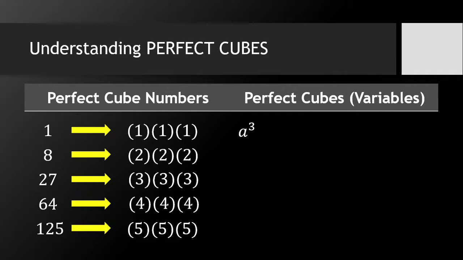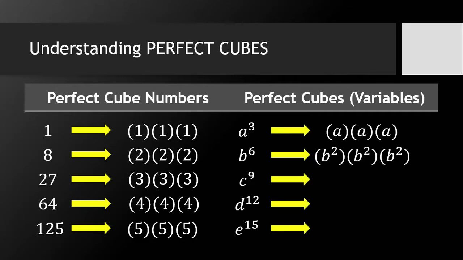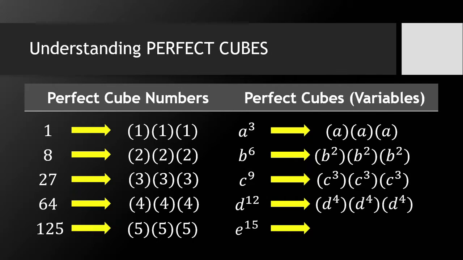Now for the variables, just like their number counterparts, the examples that I have listed here, a cubed, b raised to 6, c raised to 9, d raised to 12, and e raised to 15 are perfect cubes because they are also the result of multiplying a variable 3 times to itself, such as a times a times a, b squared times b squared times b squared for b raised to 6, c cubed times c cubed times c cubed for c raised to 9, d raised to 4 times d raised to 4 times d raised to 4 for d raised to 12, and for e raised to 15, we have e raised to 5 times e raised to 5 times e raised to 5.